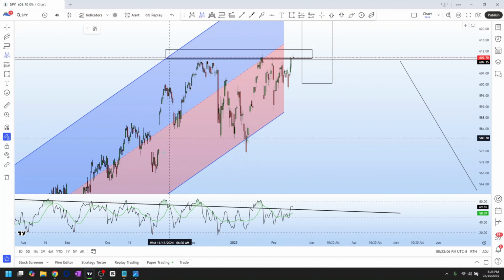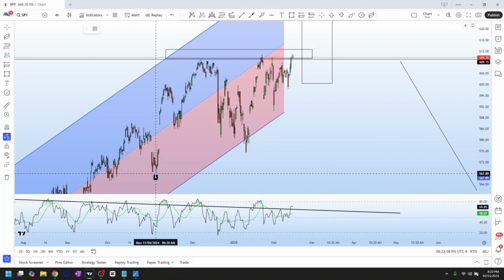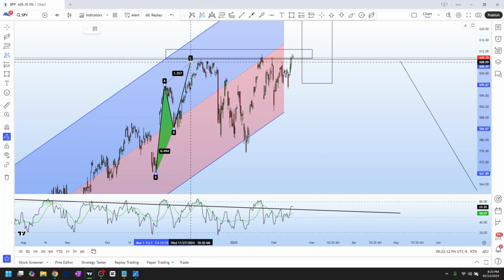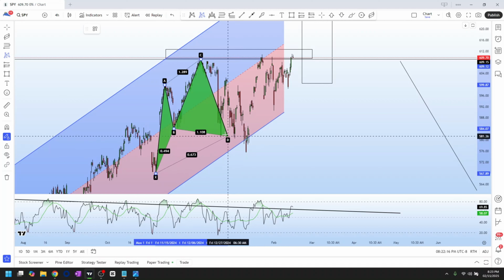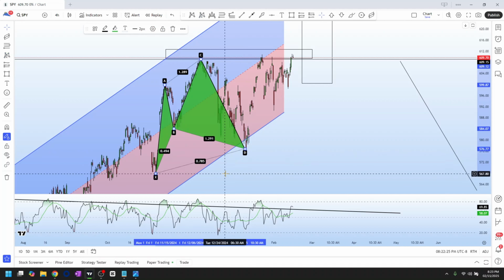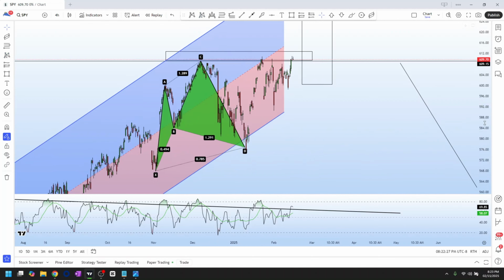So if I just grab our cipher pattern tool, and I come from this wick here up to this high and come back down here and come up to this wick here and come down here. Do I have 786? Probably on a dot. 785, I'll leave it there. That's close enough. So that fires off a cipher pattern.